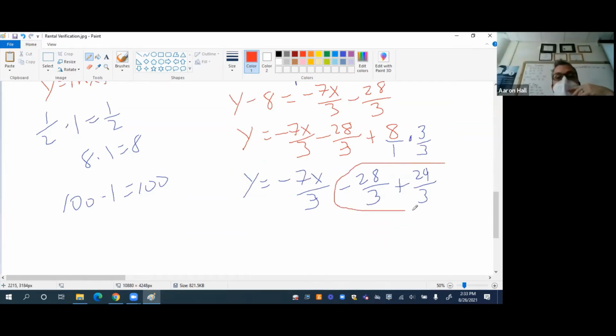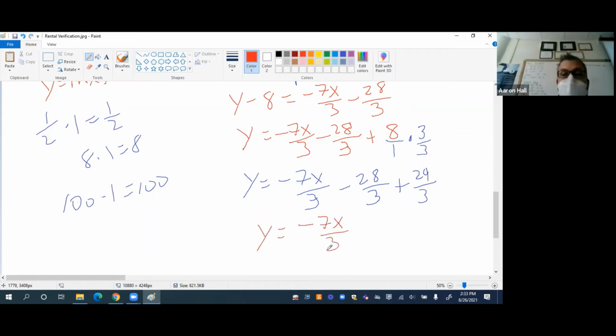Okay, now what? What if we put these together, what do we get? Negative 4 thirds. Yep, we get negative 4 thirds. So I have y equals negative 7x over 3 minus 4 thirds. What's my m? What's my b? Negative 4 thirds. Yep. So we're done.